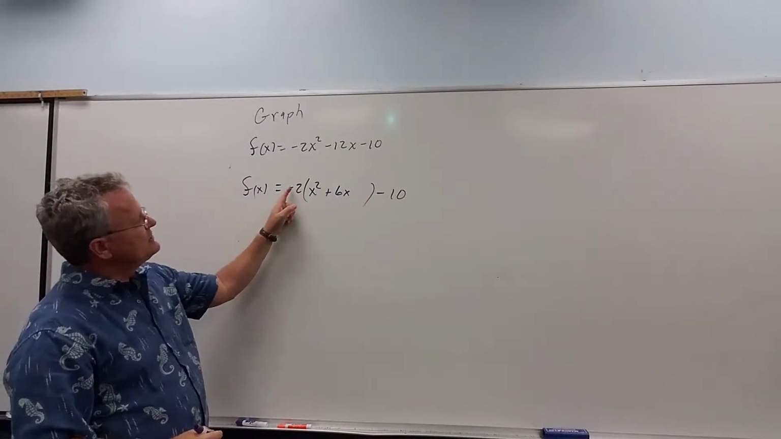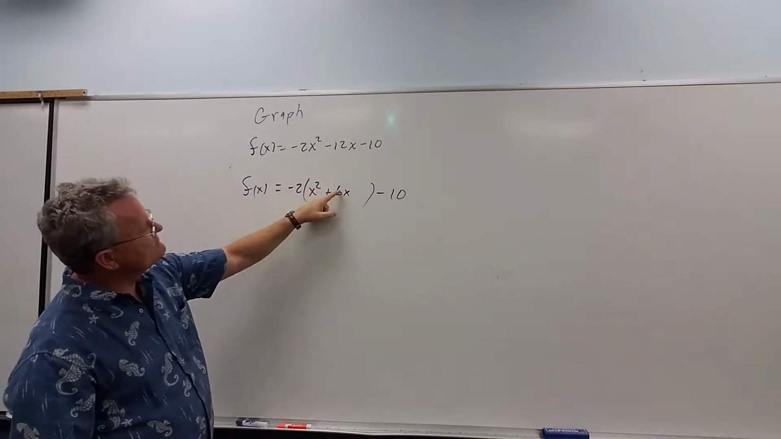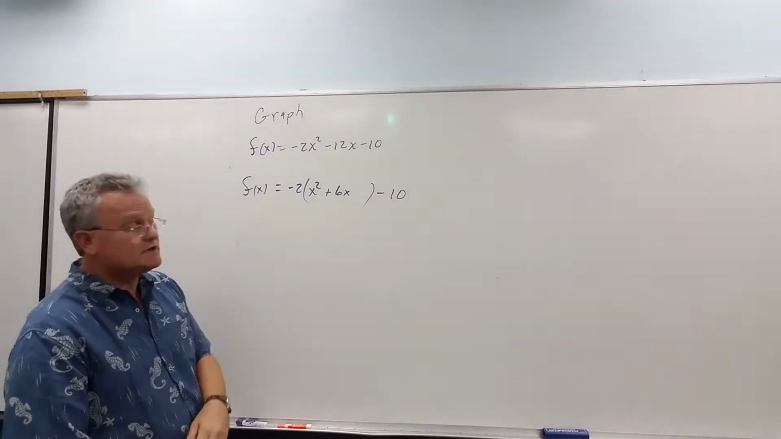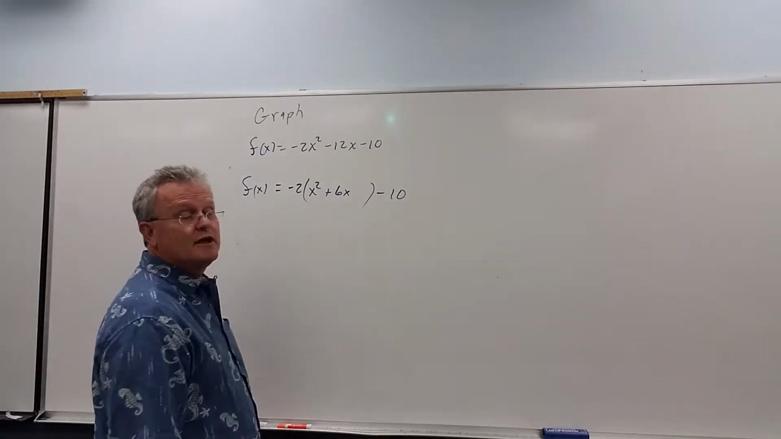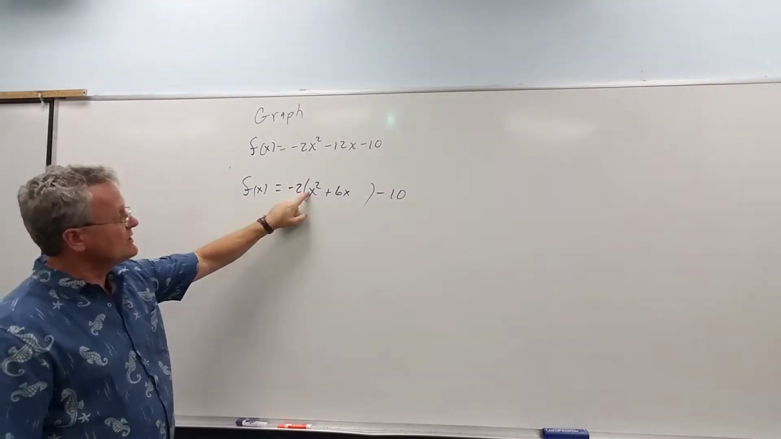Why? Because -2 times x squared is -2x squared, and -2 times 6x is -12x. Then I just pull down the 10. Now that the number in front of x squared is 1, we can complete the square.